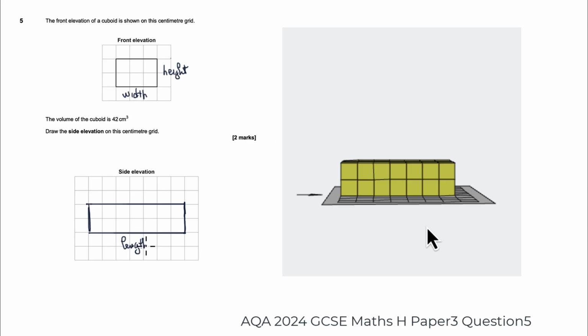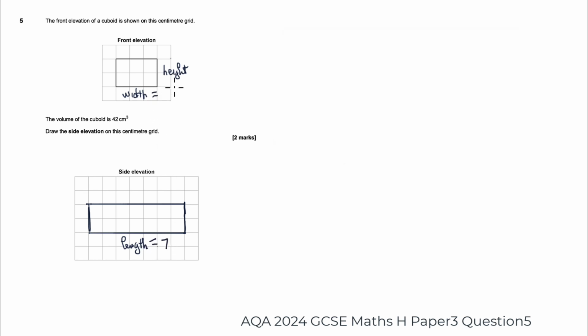Remember, cuboids have length times breadth times height, or length times width times height. For the volume, you'd multiply these together. Now the length of 7, the breadth or width of 3, and a height of 2. So the volume would be length times width times height. And 7 3s are 21, and if we double 21, we get 42. So that's a confirmation that we have the right side elevation and we've done everything correctly.